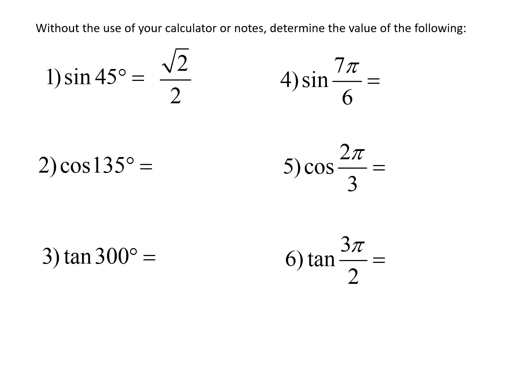The cosine of 135, well, you're going to have to figure out what the reference angle is. So your reference angle is going to be 45. So what you're really asking is what is the cosine of 45, which is the square root of 2 over 2. And then you have to know what quadrant you're in. You're going to be in the second quadrant, so the cosine would be negative. So this would be negative square root of 2 over 2.